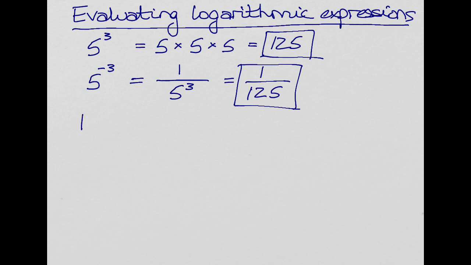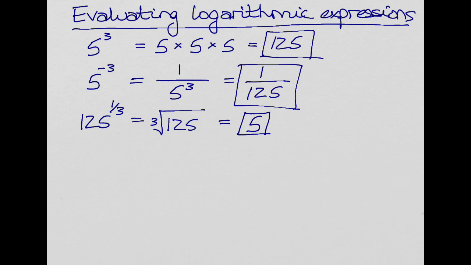Fractional exponents. If I write 125 to the 1/3 power, fractional exponents are roots. So I could rewrite this as the third root, or the cube root of 125. What do I have to multiply times itself 3 times to get 125, and that'll be 5. So 125 to the 1/3 power is 5.